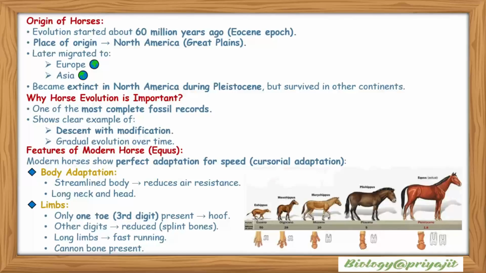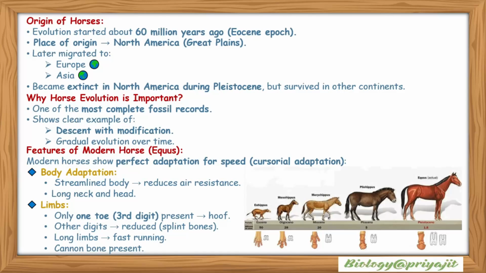Equus. Origin of horses. Evolution of horses started about 60 million years ago, that is in the Eocene epoch. Place of origin: it was North America, the Great Plains of North America, but they later migrated to Europe and Asia. They became extinct in North America during the Pleistocene, but they survived in other continents like Asia and Europe.